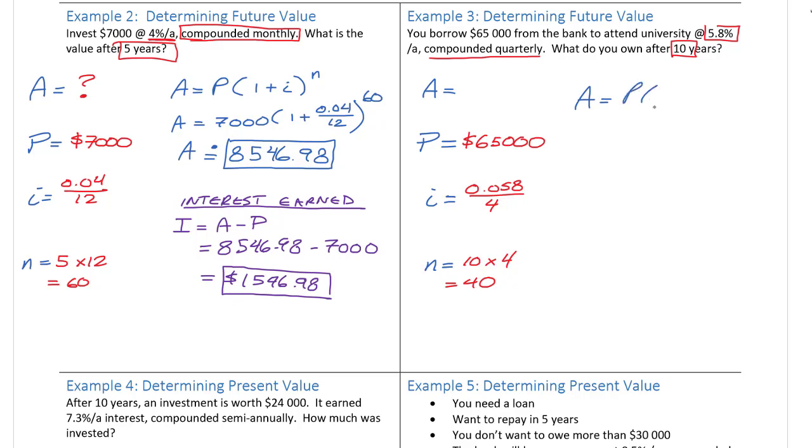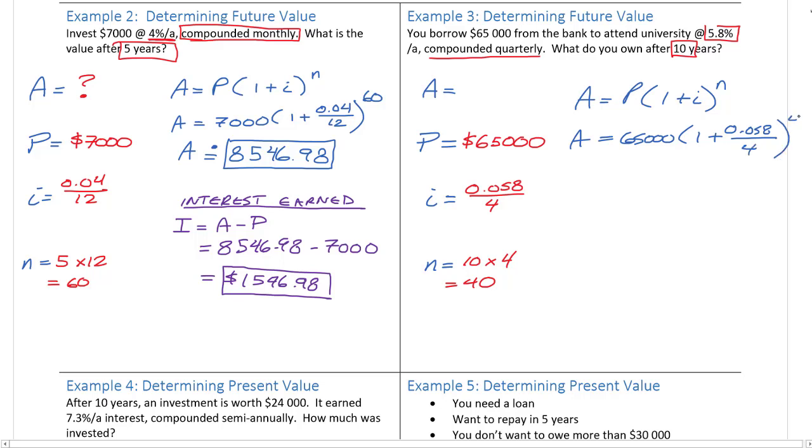All right, so here's our formula. Principal times 1 plus the interest rate to the power of n, which is our number of compounding periods. So what's 65,000 times 1 plus 0.058 divided by 4 to the power of 40? Do this first: 0.058 divided by 4, add 1 to it, do that to the power of 40, and then we times that by 65,000, and we end up with $115,610.00 when you round it.